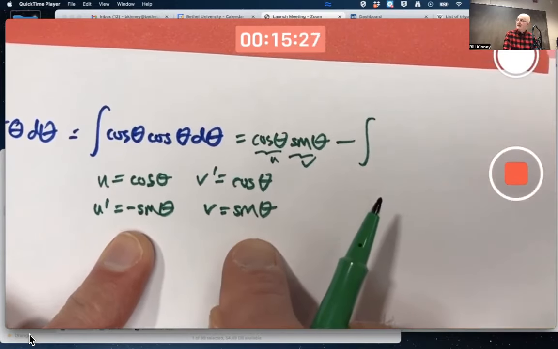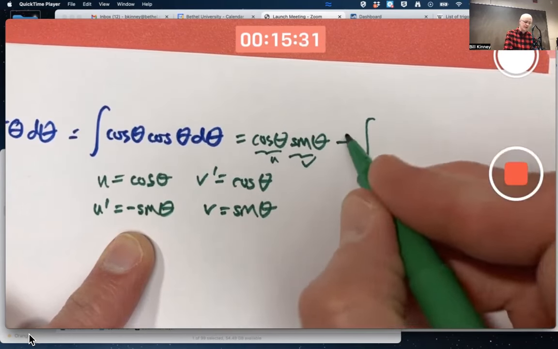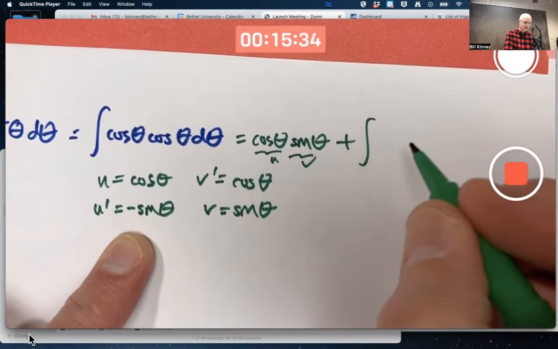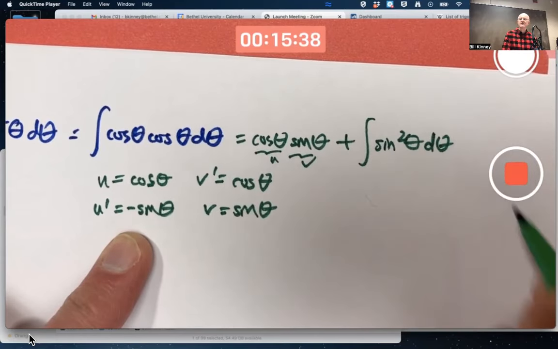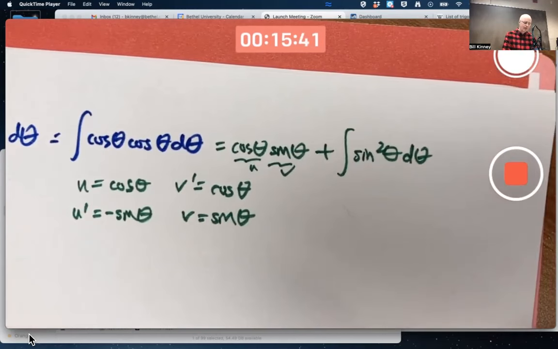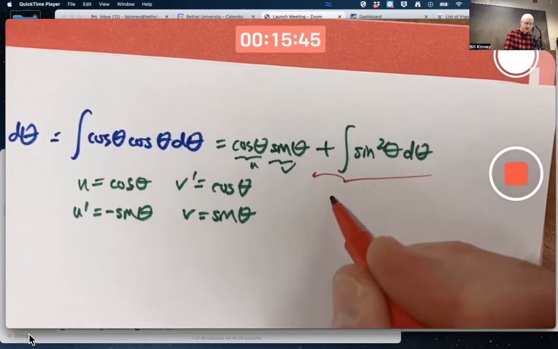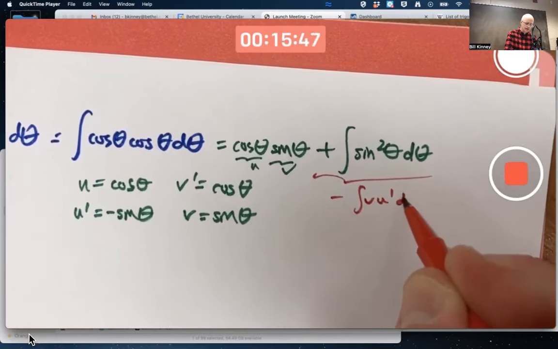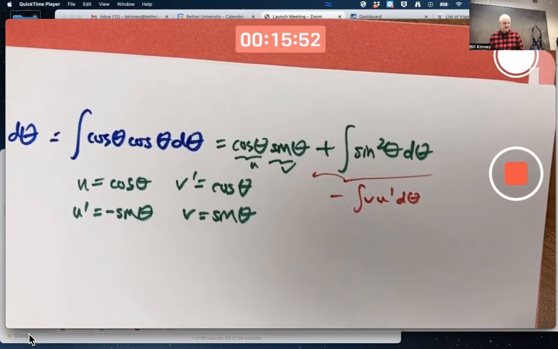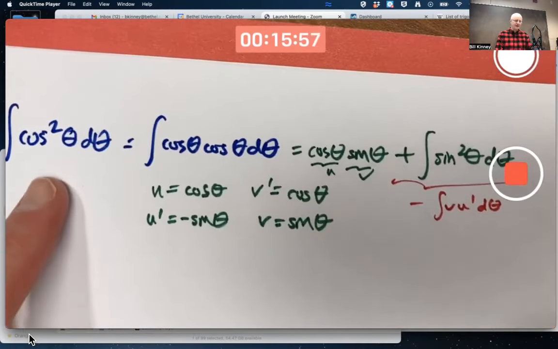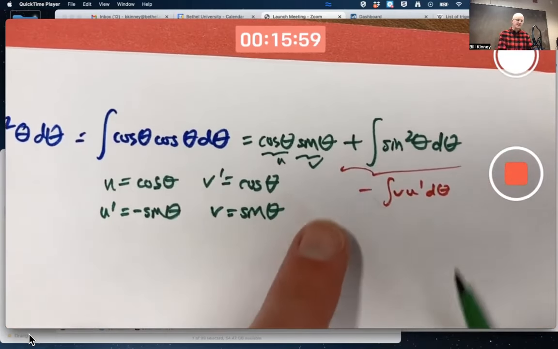Multiply these things. The product of those is negative sine squared. The two negatives will cancel, so we add the integral of sine squared. This ultimately is, whole thing is minus the integral of v times u prime. But the two minuses cancel and give a plus. Yeah, it doesn't seem like we got very far, right? Cos squared theta got transformed to sine squared theta.